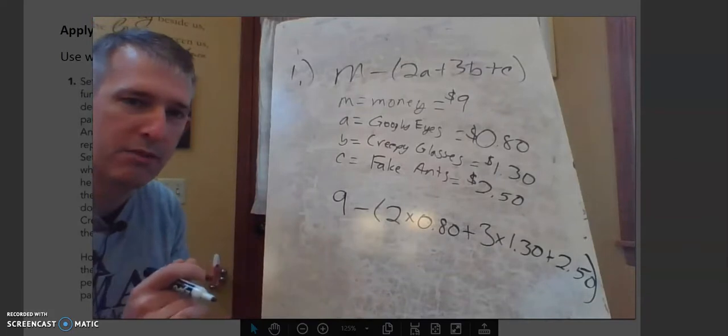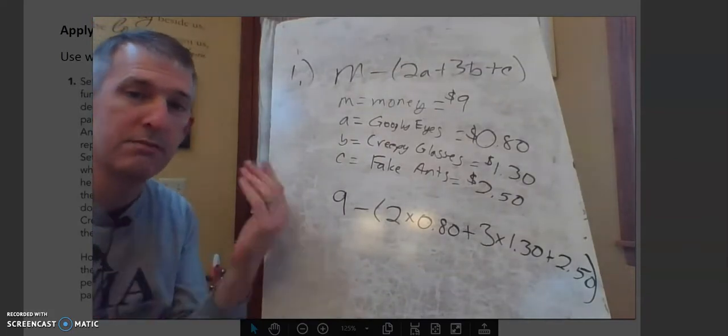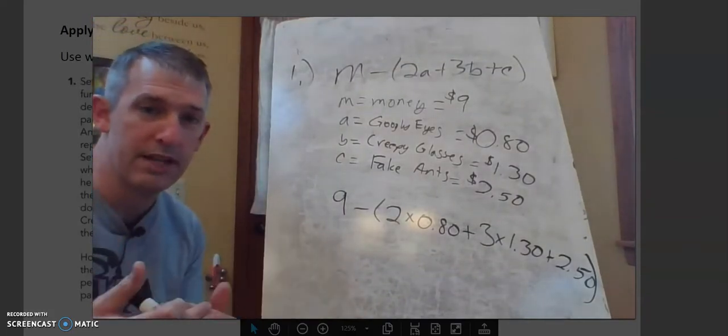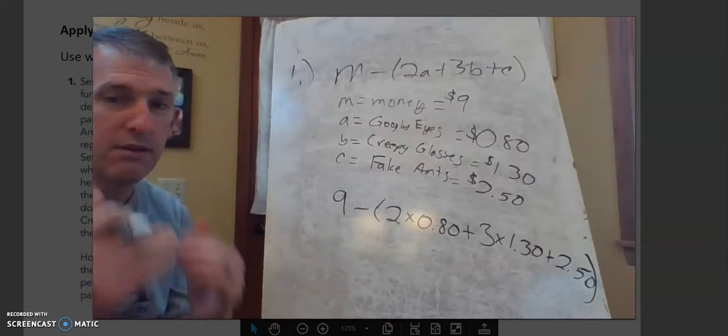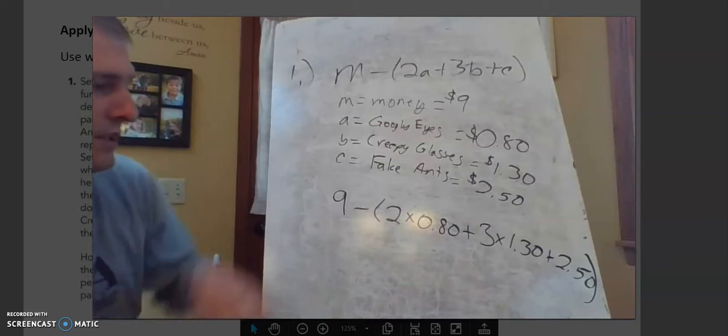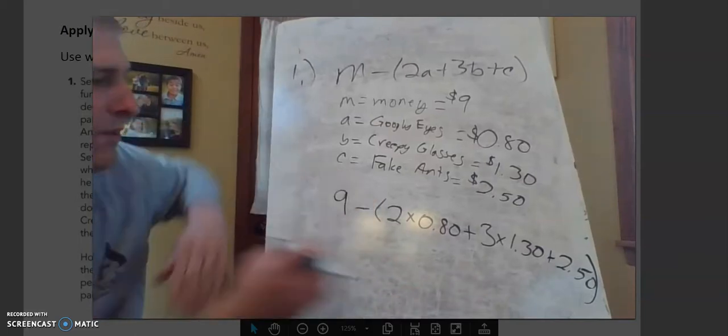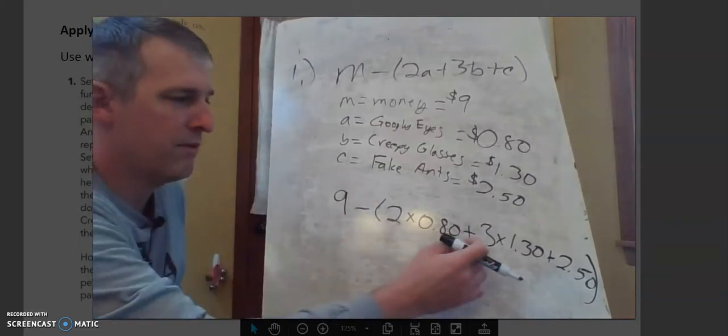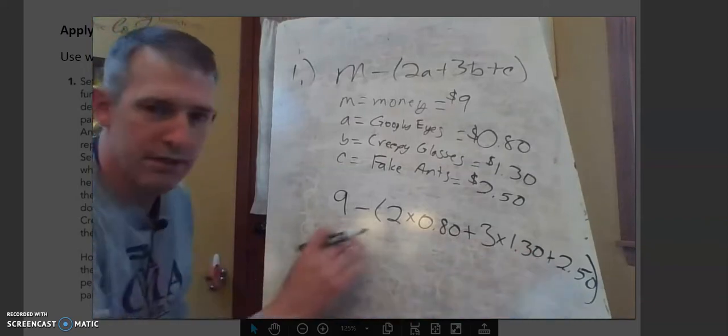Now we're ready to simplify using the order of operations, and we should be able to come up with a final answer. So we look at order of operations. We have parentheses, so we need to do what's inside parentheses first. We've got some multiplication. We should do that before we do the addition.